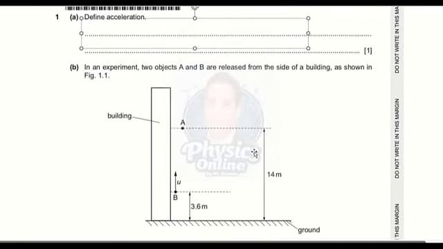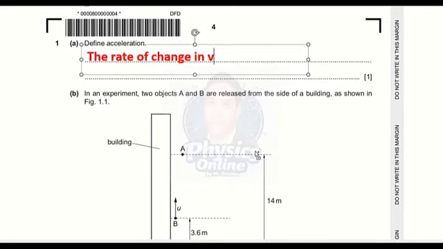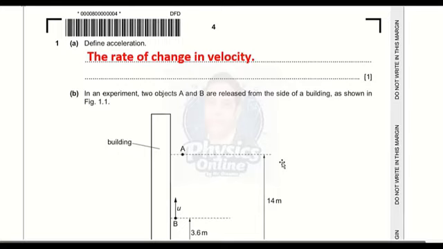First question A. Define acceleration. Acceleration is the rate of change in velocity, not speed, or the change in velocity per unit time.